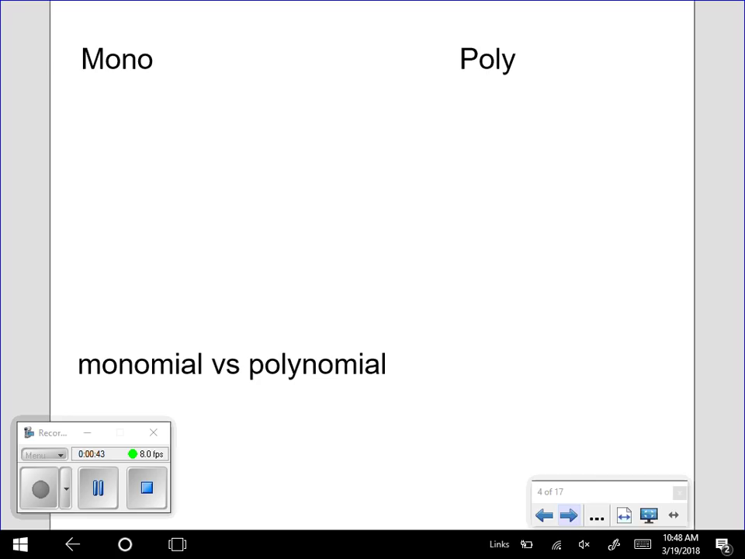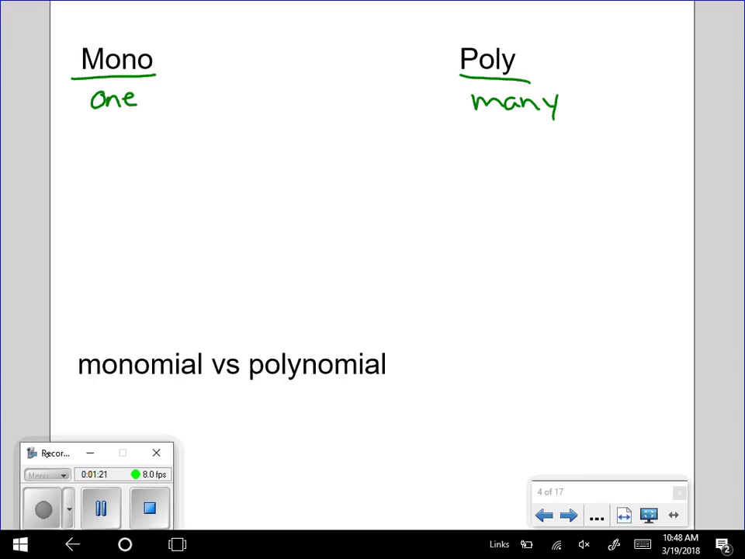So to start, we want to talk about the difference between something that's mono and something that's poly. Those are base words. And then we'll talk about the difference between a monomial and a polynomial. When you're thinking about mono and poly, you might think back to when you were in world civilizations. You talked about this with religion, and mono meant one. If you think about it in terms of religion, that was like one God. That's what they believed in. Poly meant many.